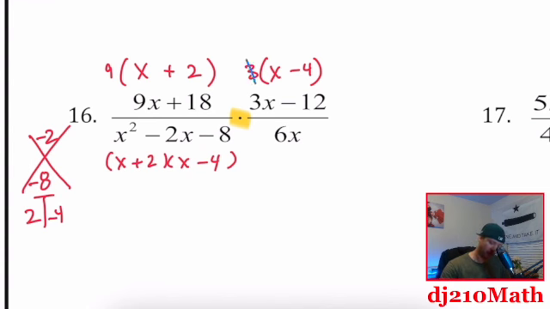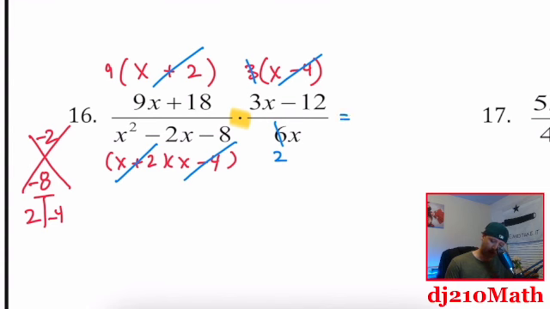First thing I see is 3 and 6. 3 goes into 6 2 times. You're dividing it out. And that's what it means to simplify and reduce. Last, we have x minus 4, x minus 4. Also x plus 2, x plus 2.